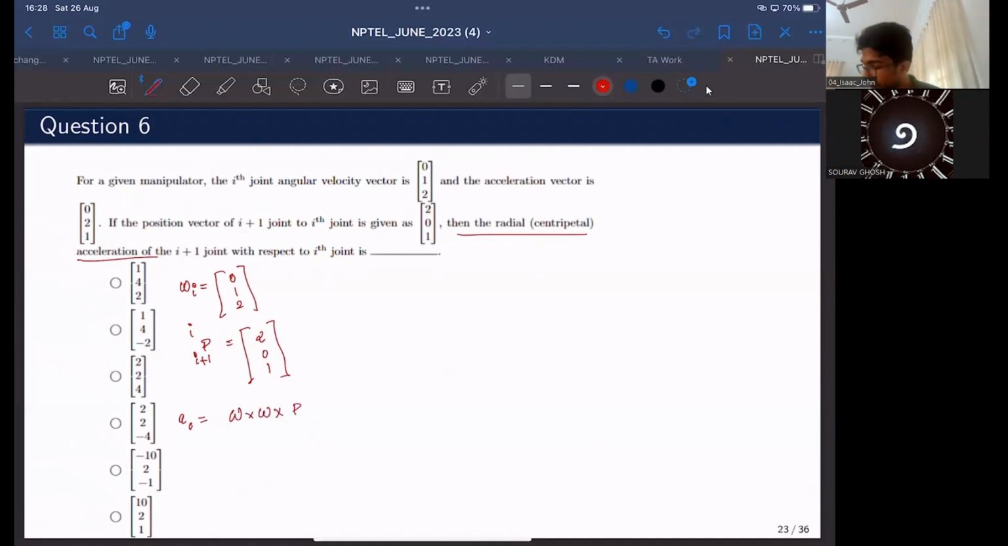right? So how would you do that? It will be 0i plus 1j plus 2k cross 0i plus 1j plus 2k cross 2i plus 0j plus 1k.